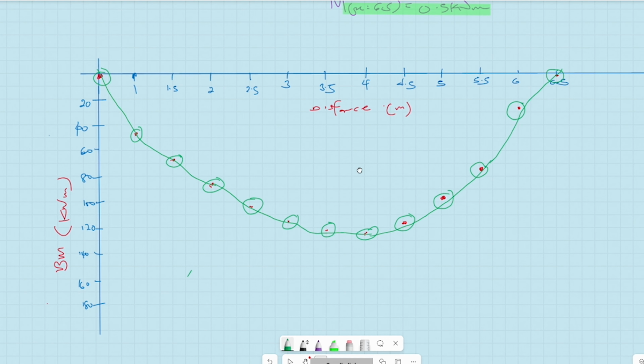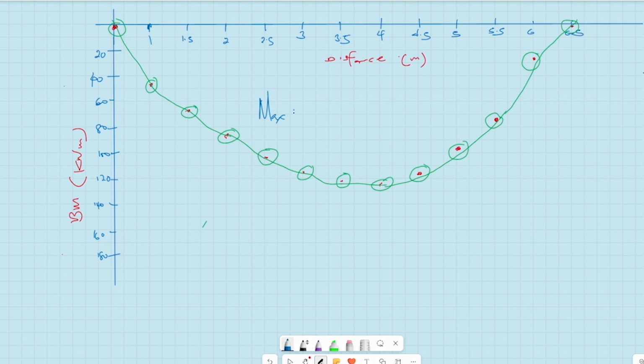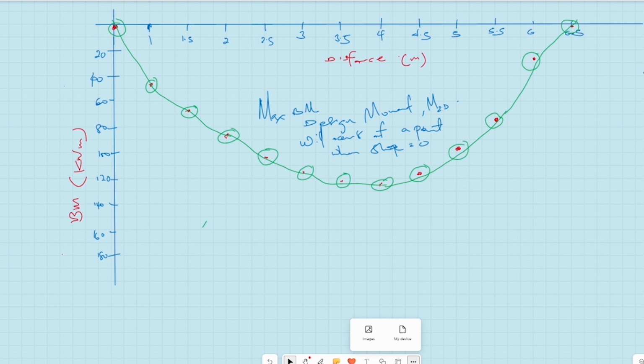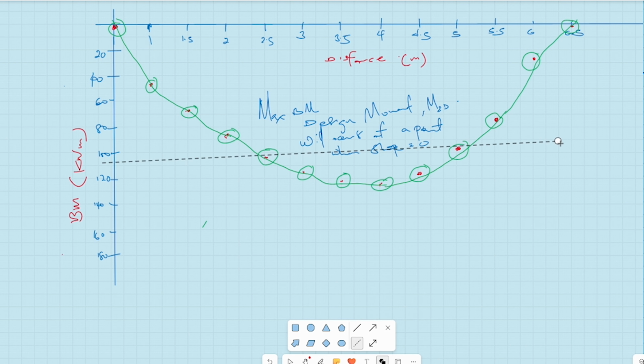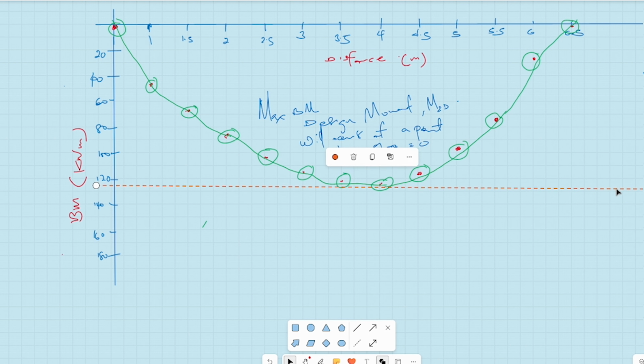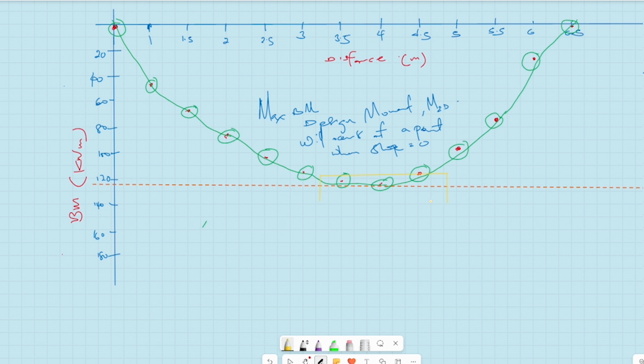So now, as we said earlier, we need to know the maximum bending moment, which will serve as our design moment for calculating our reinforcement. We should know that the maximum bending moment will occur at a point when slope is 0. That means we will have our maximum bending moment somewhere around here, where our slope is 0. So our bending moment will be happening somewhere around there. But we need to be precise.